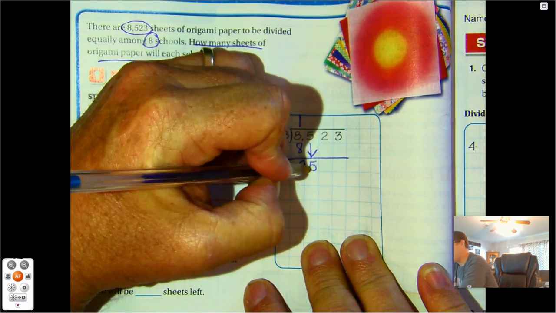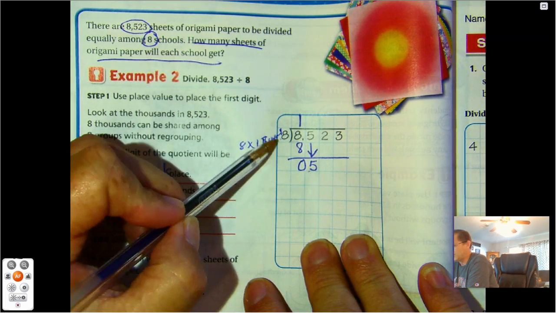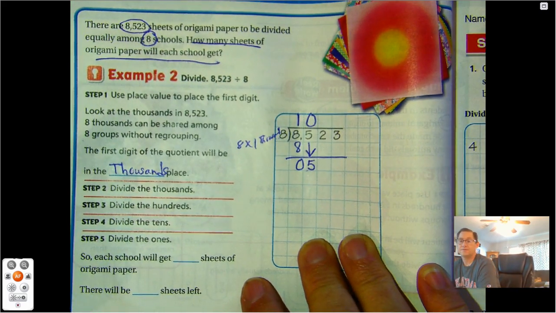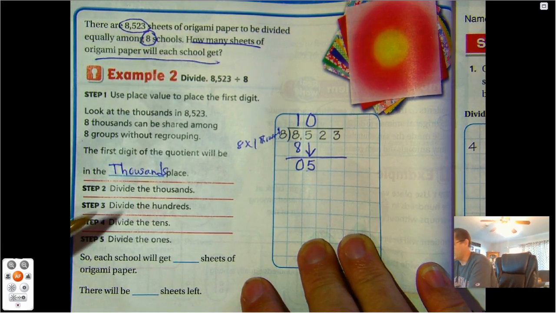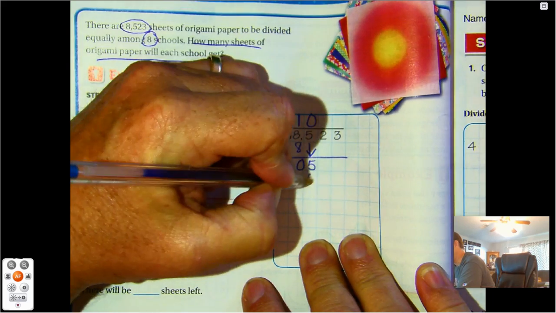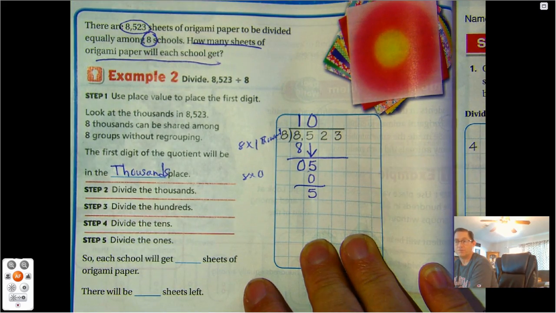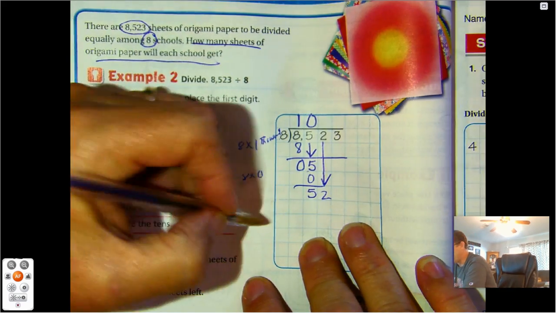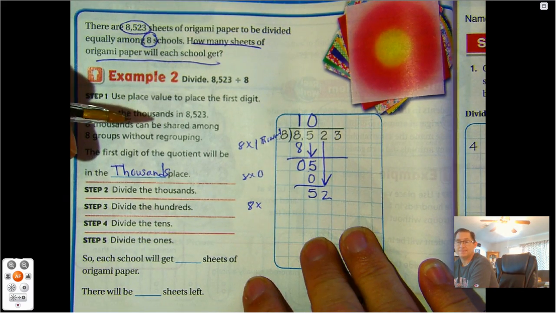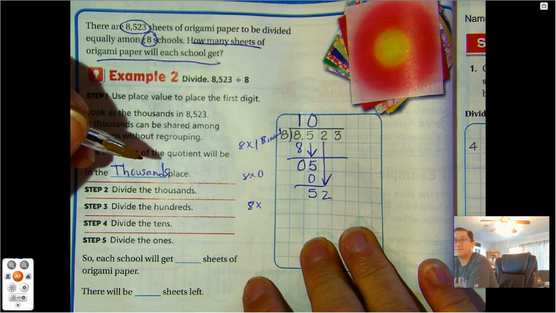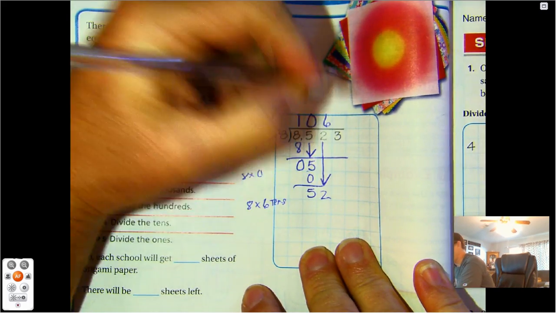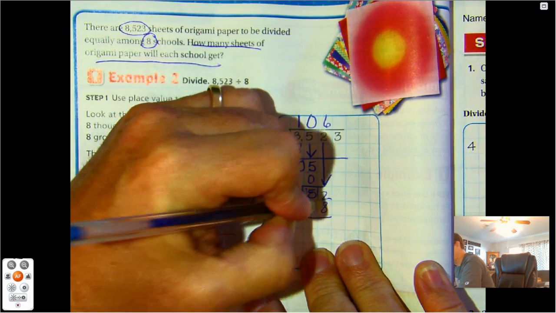And now we have 500s. Well, I can't share 500s equally into 8 groups. So I have to show that I can't use that place value. So 8 times 0 is 0. So I still have 500s left. I'm going to regroup those as 50 tens plus the 2 tens I already have. So I can share those. 8 times what is close to 52? 8 times 7 is 56. So it must be 8 times 6 tens. So 8 times 6 is 48. Subtract, we get 4 tens remaining.